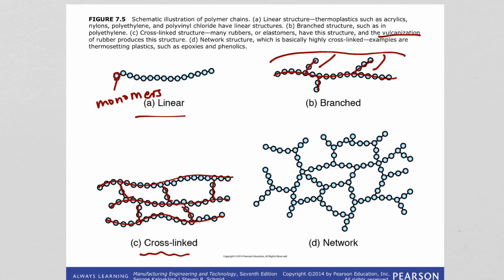So the network is a three-dimensional network. As you can see, a highly cross-linked polymer. These cross-links can be induced by subjecting the material to high energy radiation, such as ultraviolet light, X-rays, and electron beams.